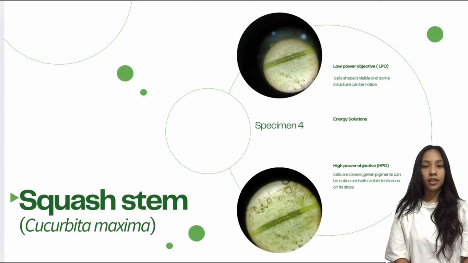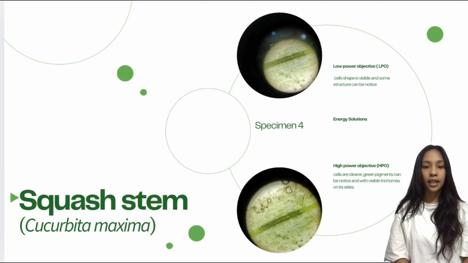The last specimen is the squash stem. Under low power, we could see the general shape of the cell, though the details were not very sharp yet. Under high power, the cell became much clearer. We also noticed green pigments within the cell and trichomes. These are tiny hair-like structures located on the plant surface. Trichomes have important functions in plants.